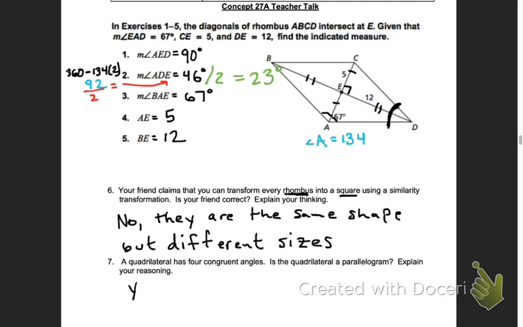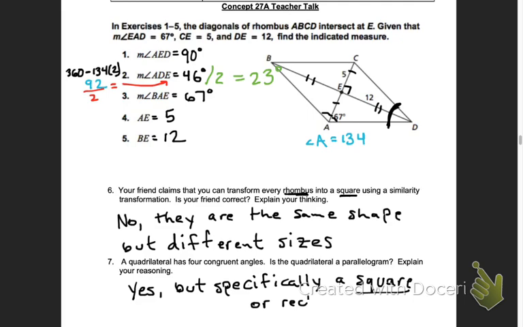And last, number 7, a quadrilateral has 4 congruent angles. Is the quadrilateral a parallelogram? Explain your reasoning. Look back in your notes. Yes, of course. But specifically, there are 2 types of parallelograms. What are they? They're square and a rectangle.